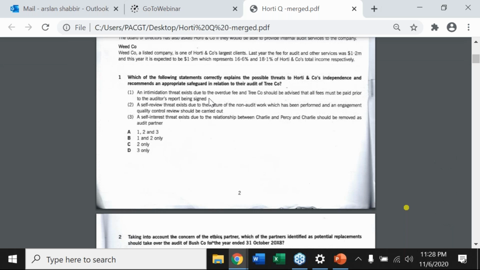There is nothing mentioned in the question about the auditor's report because the HOTI company is providing non-audit services, not audit services. HOTI company is providing security services, which are not audit services. So it could be a threat if the HOTI company provided the audit services. So read the requirement carefully. How can it be an intimidation threat? So option A is wrong because we are not providing the external audit services.